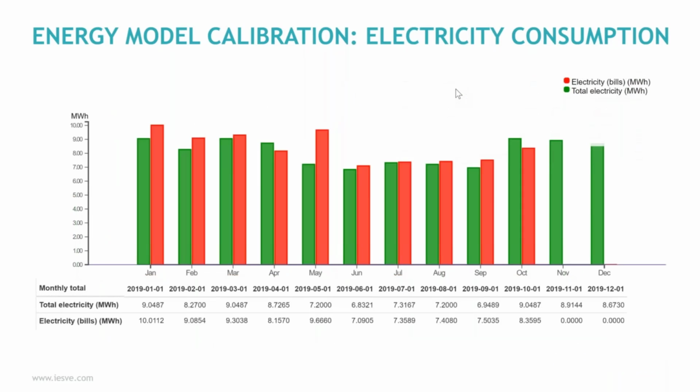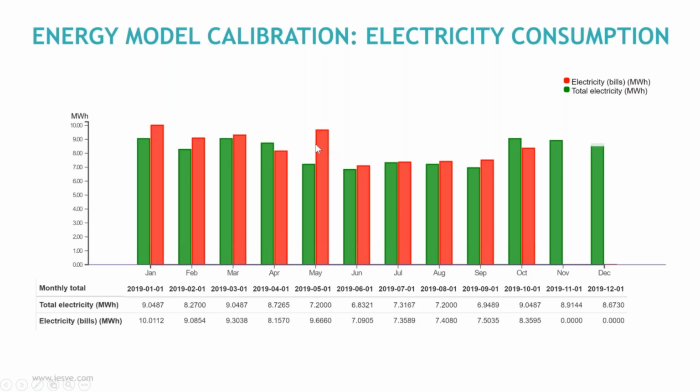And after doing this, here is just a summary of how, month by month, the utility bills, which are the red values, compare to the green ones. You can see that the simulated values, the green ones, are very representative of the building itself. There is a peak here in May, which the model didn't represent, because maybe there was some special occasion, like, I don't know, a week of full events or something like that.